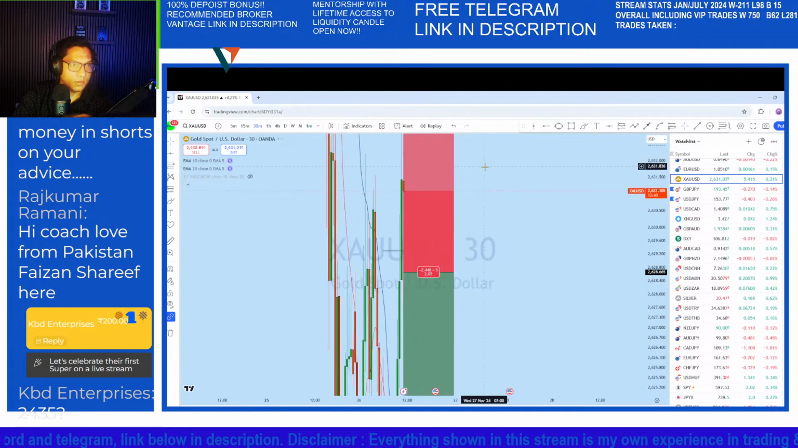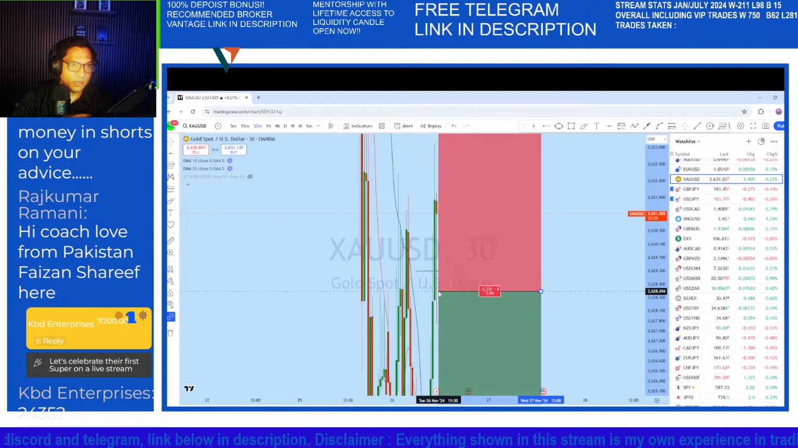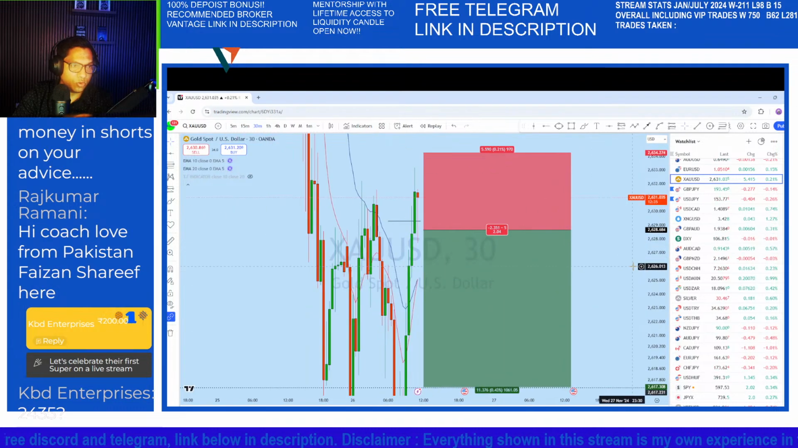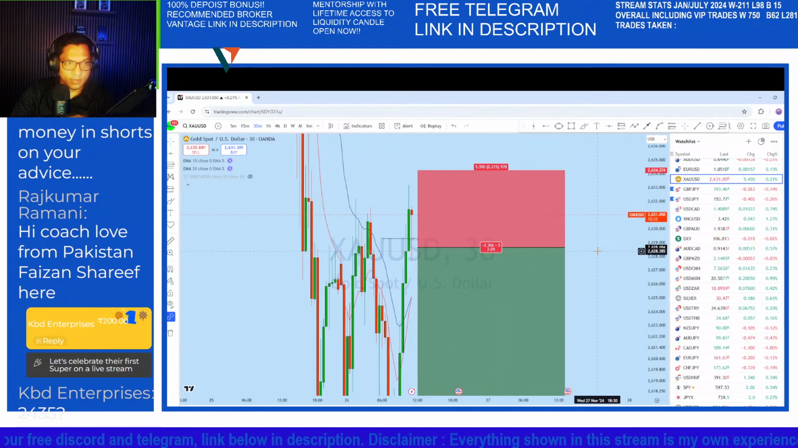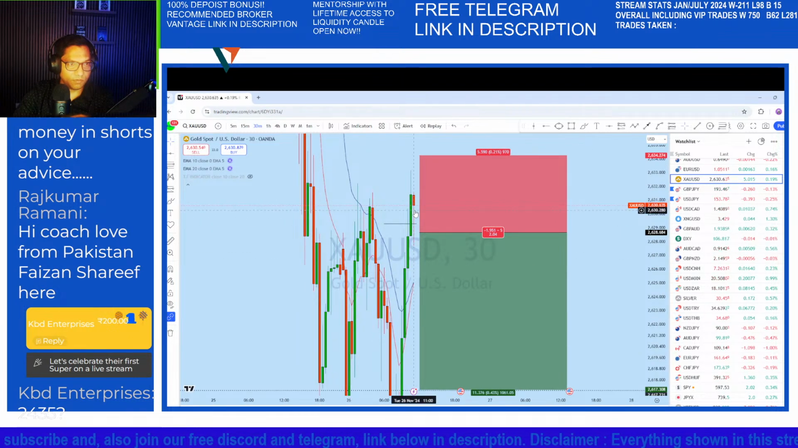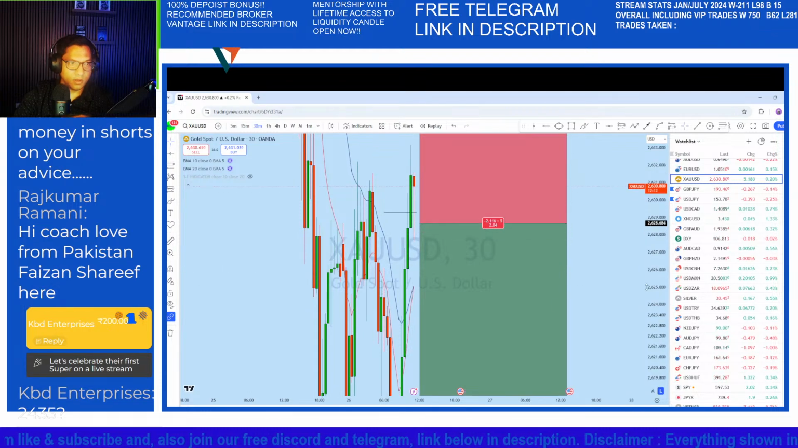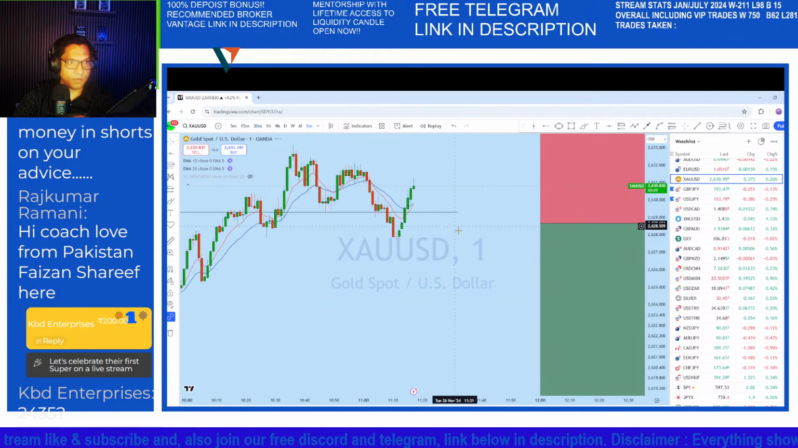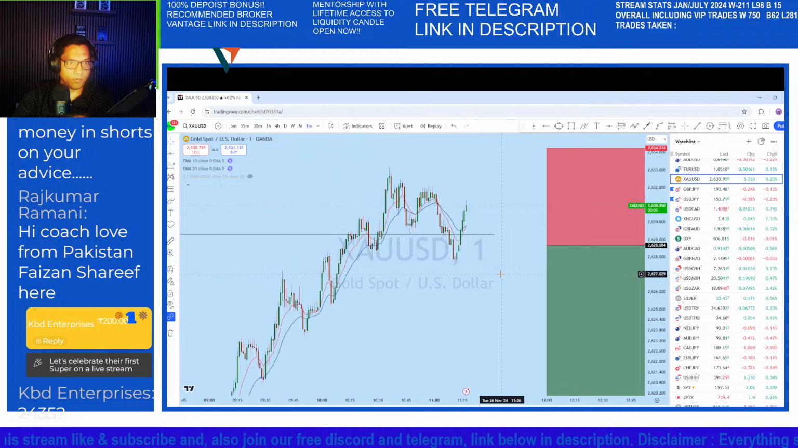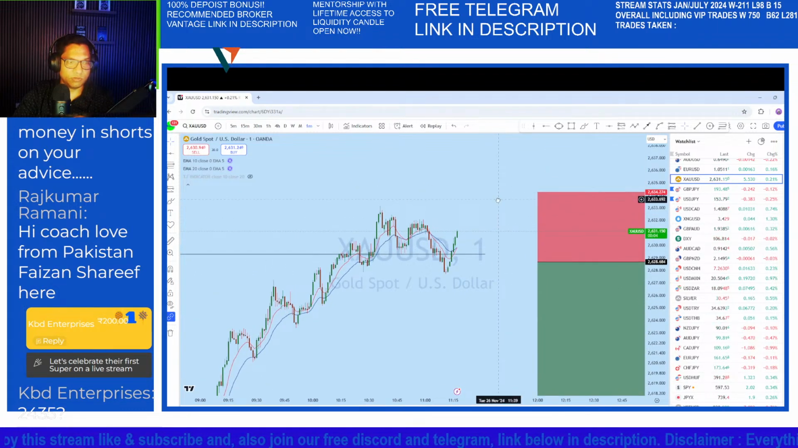So on the 30 minutes chart, you can see the market slowly trying to break above. Now, from this level, this is the 30 minutes candle, another retest possible. From the 1 minute perspective, it's trying to break above.